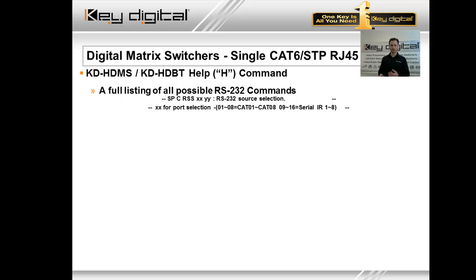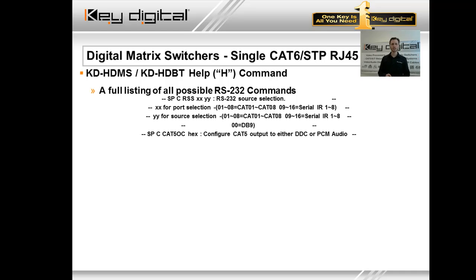RS-232. Again, a whole matrix for RS-232. We have configure CAT output type. This is where we determine, with our receive bounds, are we using that external audio from the BBRX, or are we extending DDC information, which is where HDCP would be carried, for example. Okay, so this can be configured through the matrix, because essentially that matrix is a transmit side balun.